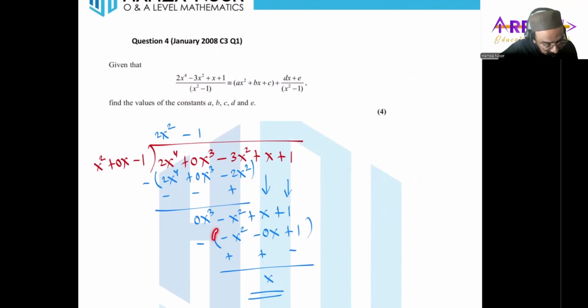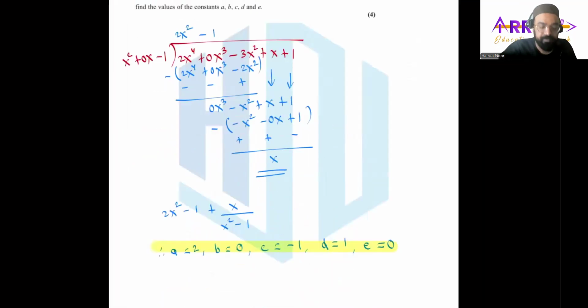So multiplying this expression with a minus sign, the sign of each and every term gets changed. Okay, and x plus 0x will give you x, 1 minus 1 will give you 0. This means that x is basically the remainder.